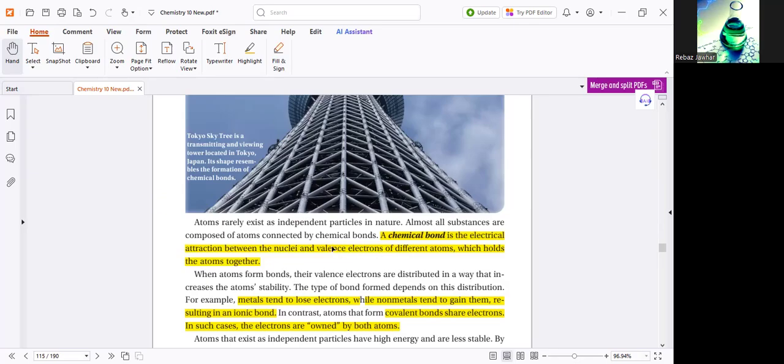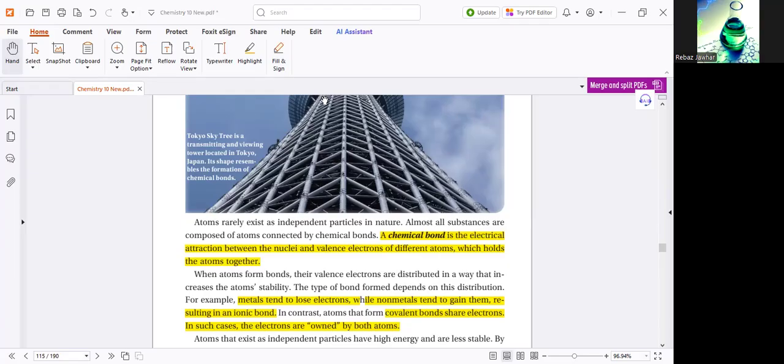What do you mean by valence electrons? Valence electrons means the electrons that are located in the outermost shell of each atom. For example, lithium has 3 electrons. The electron configuration for lithium is 1s2, 2s1.